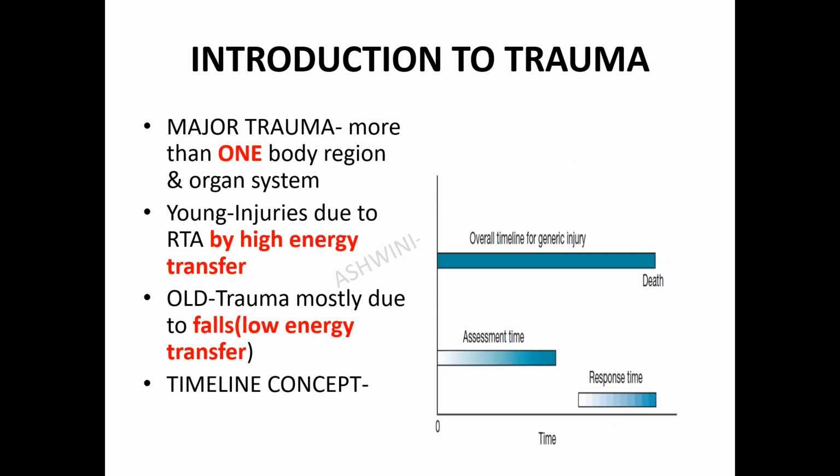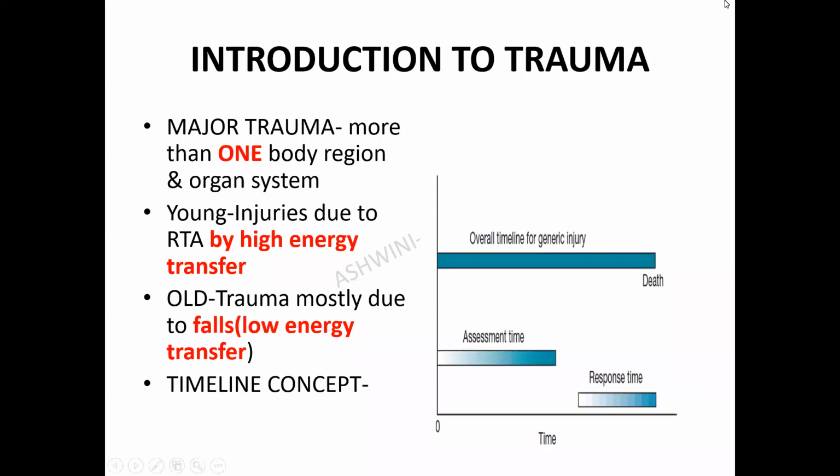So in the young, injuries are due to RTA maximum, by the high energy transfer, whereas in old patients, most trauma occurs due to trivial falls also. So in old patients, already the vessels will be lax and they will be having some comorbidities. So even low energy transfer can cause a significant impact in the old individuals.